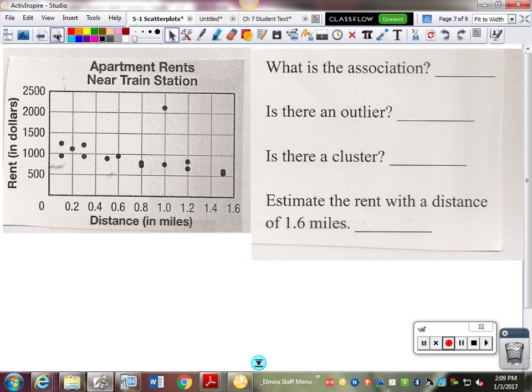What is the association? Well, I am seeing that the points are going down. It's a very gentle down, but it's still down, so that's negative. Is there an outlier? Yeah, like I said, it's going to be super obvious. Okay, and I'm going to say the coordinates of that outlier. Okay, a mile away, $2,100 for rent. That must be some super fancy apartment to charge that kind of rent. Is there a cluster? No.